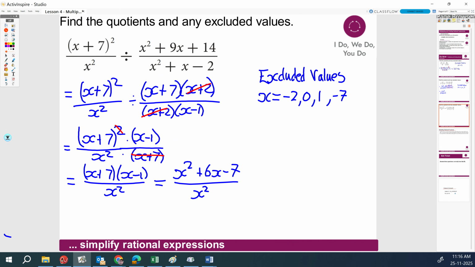Oh, wait, so why don't the excluded values cancel? Because they're not being multiplied. Yeah, they're dividing the whole equation, it's not just x squared.